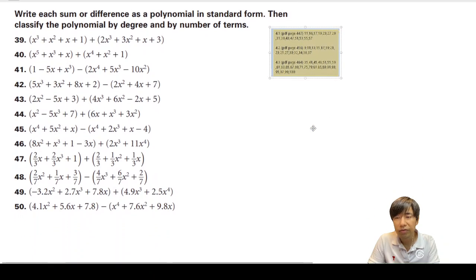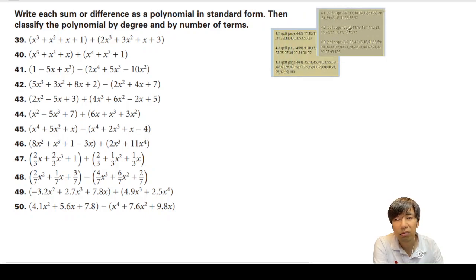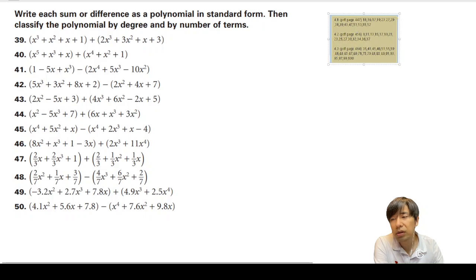So what do we have to do here? Write each sum or difference as a polynomial in standard form. Then classify the polynomial by degree and by number of terms. Okay, this is just what? Sum of polynomials, just add them together. So when you do that, just group the same terms. Here's x cubed, here's 2x cubed. So add them together because it's a plus right there. Okay, so that's 3x cubed.